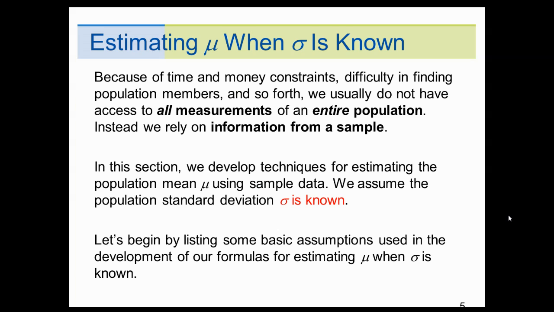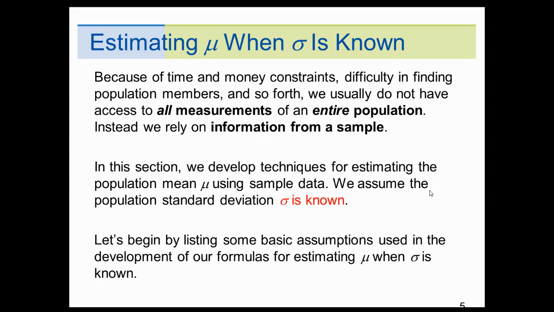Because of time and money constraints, difficulty in finding population members, and so forth, we usually don't have access to all the measurements of an entire population. We very rarely have that. Even if we did, the time it would take and the money to interview everybody would be phenomenal. It just wouldn't be worth it. In this section, we develop techniques for estimating the population mean mu by using some sample data. But we've been doing that since day one. This is what we do. We take a sample, we investigate it, and then we make some call on the entire population.